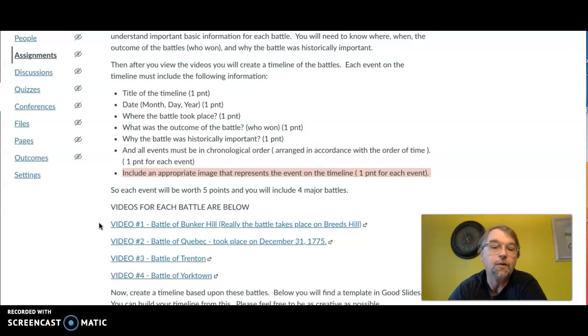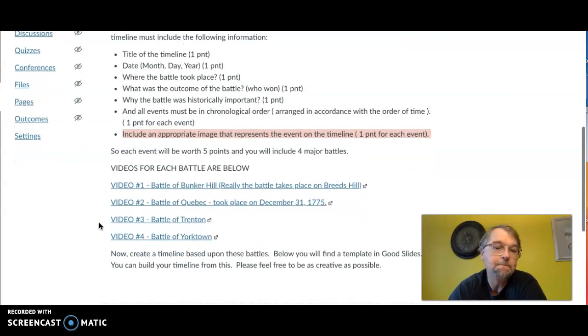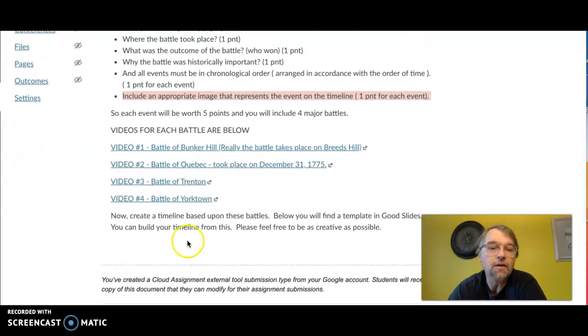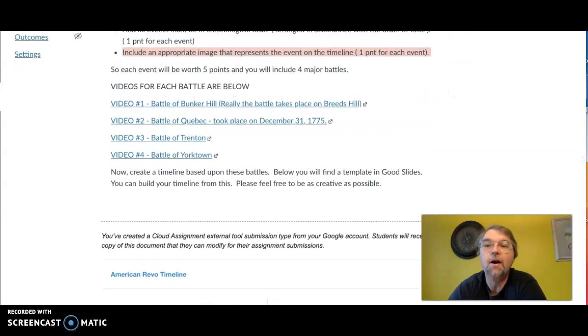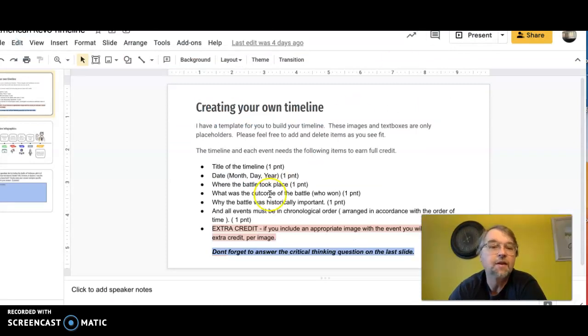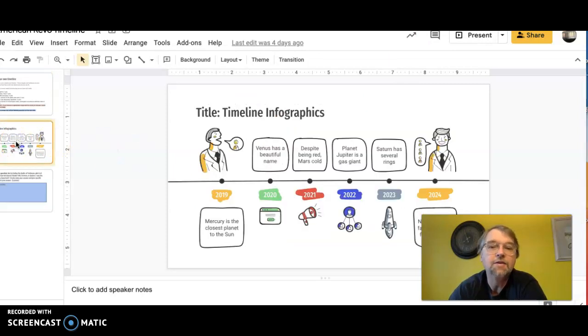So for instance, the Battle of Quebec, since that took place in Canada, you might include all that information in a Canadian flag. Okay. And here are the list of videos. And you're going to create your timeline based upon a template that I've created for you. And again, here are the expectations. And I have this template for you.